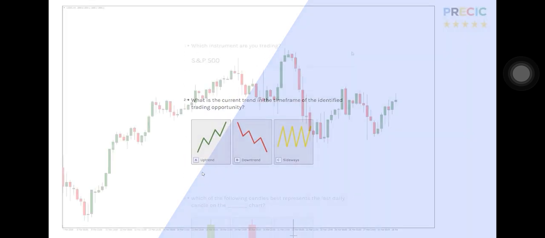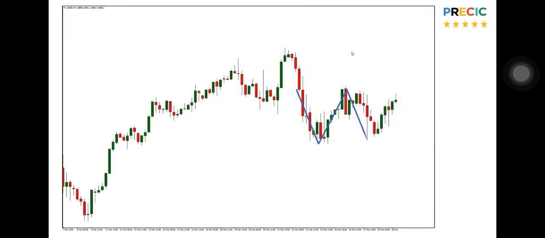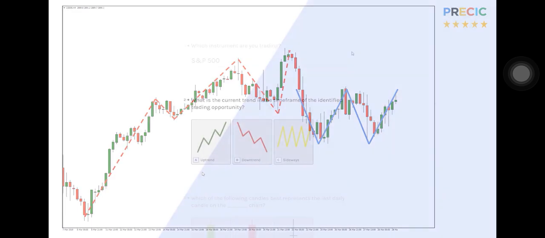We then enter the current trend of the time frame we have identified the trading opportunity in. In this case, we are looking to trade a double bottom on a 4-hour chart, so we can look at this time frame and see what the trend is doing. In this case, the last sequence is a series of higher highs and higher lows, so we can select uptrend.